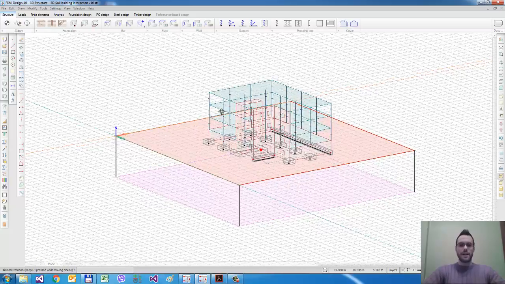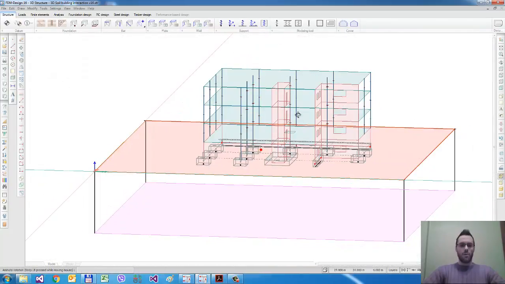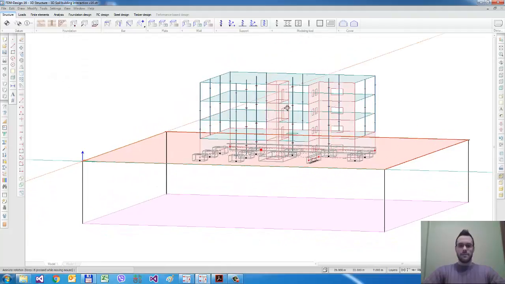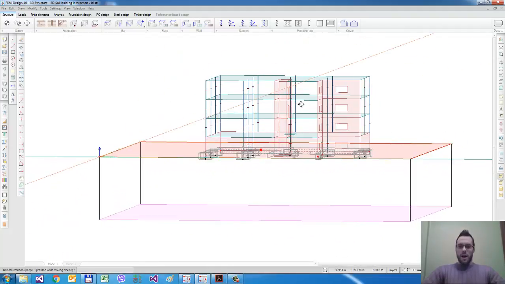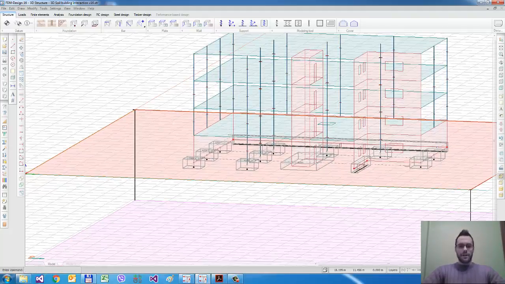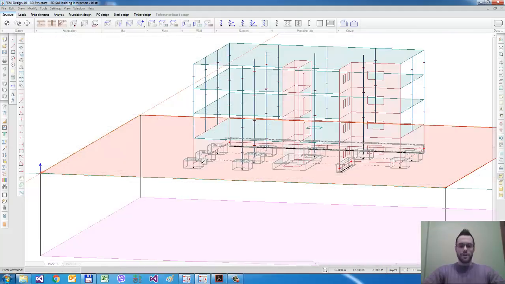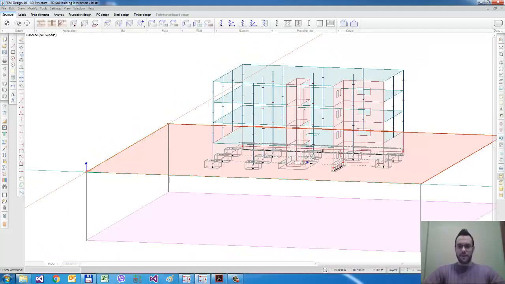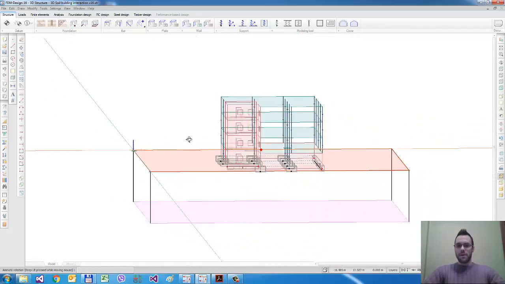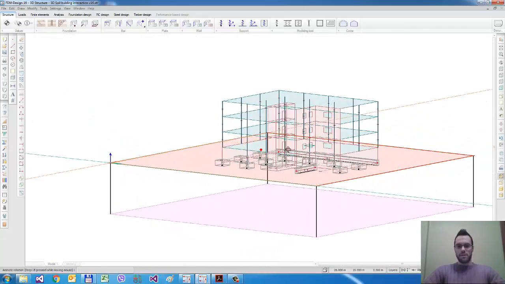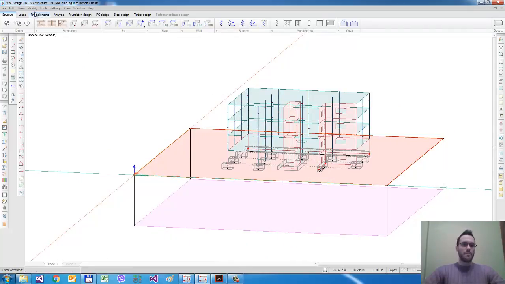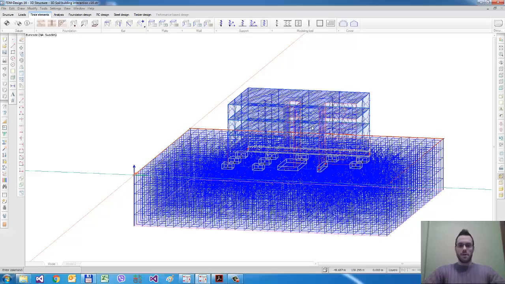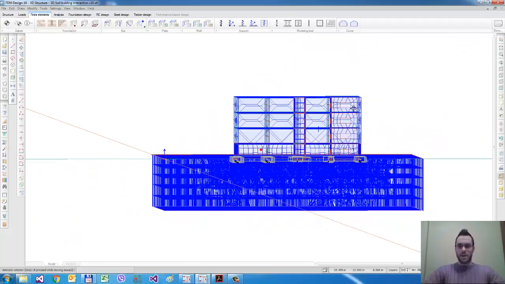You can see here a building with 4 floors, and we have different types of foundation. You can see here isolated foundation, wall foundation, and the foundation slab here, and we modeled a complete soil block under the building. So this will be our nonlinear soil block calculation model.